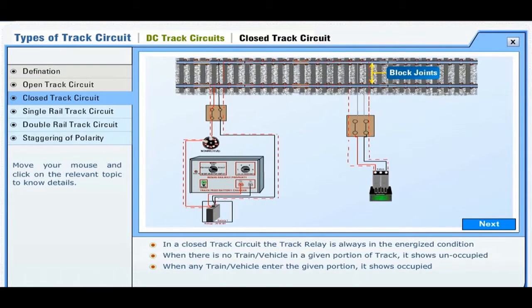Closed track circuit. In a closed track circuit, the track relay is always in the energized condition. When there is no train or vehicle in a given portion of the track, it shows unoccupied. When any train or vehicle enters the given portion, it shows occupied.